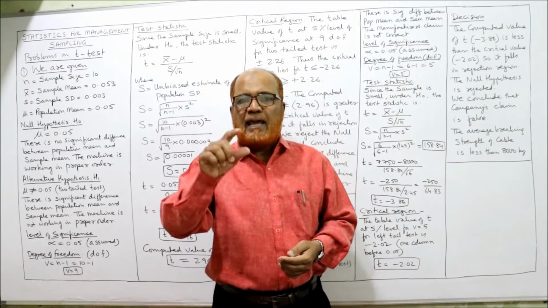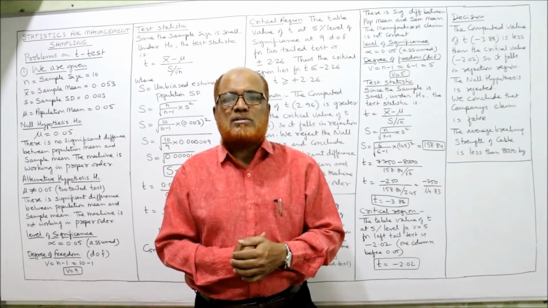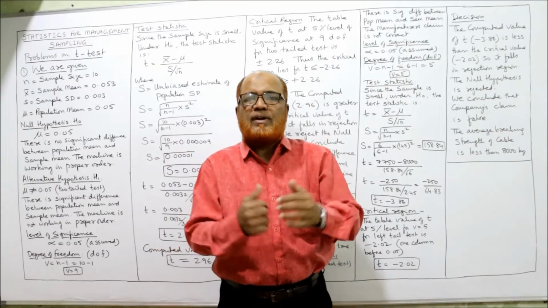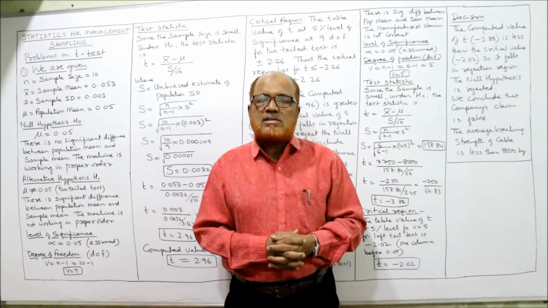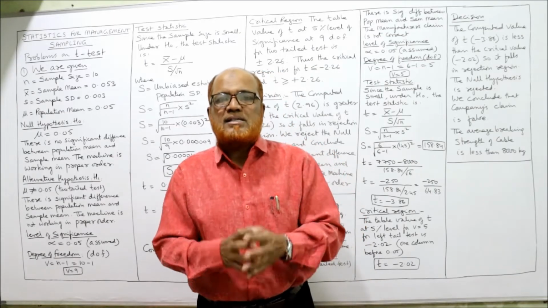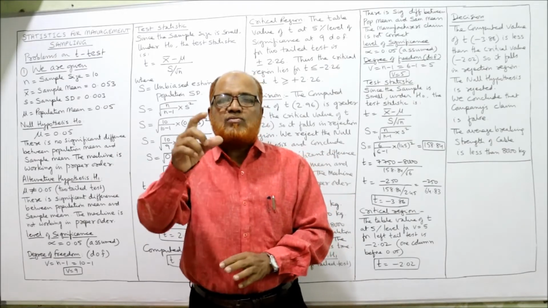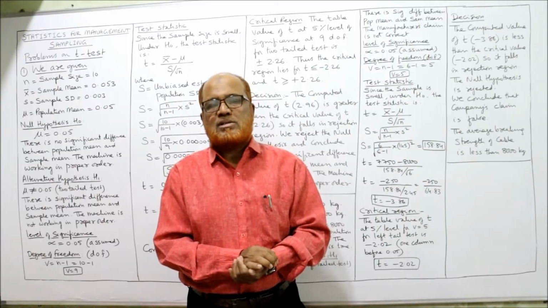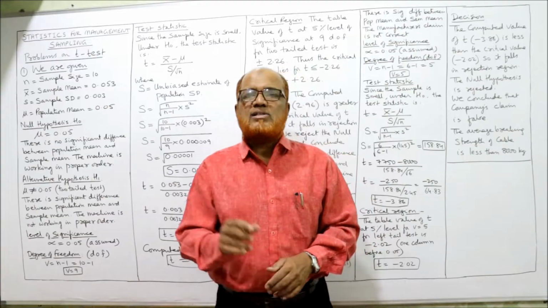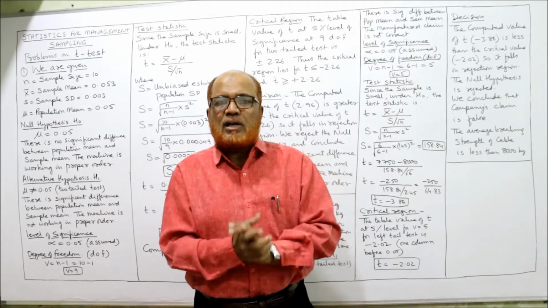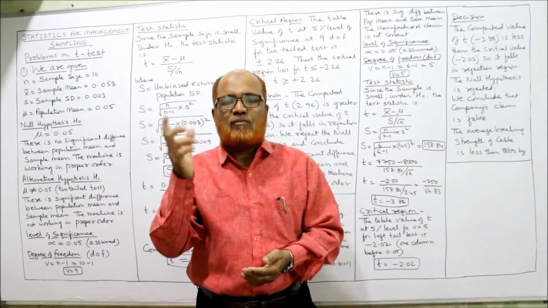The first step is laying down the hypothesis: null hypothesis and alternative hypothesis. Null hypothesis: no significant difference between population and sample. Alternative hypothesis: yes, there is a difference. The sample mean and population mean are significantly different. That's what we have to frame in the first step. Second step, level of significance. Normally the level of significance will be given in the problem. If it is not given, we assume it, normally at 5%, 0.05.